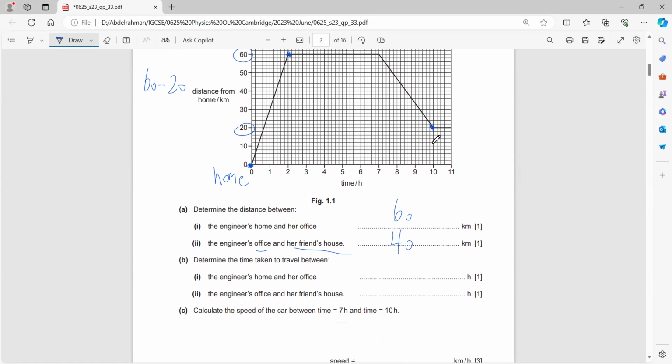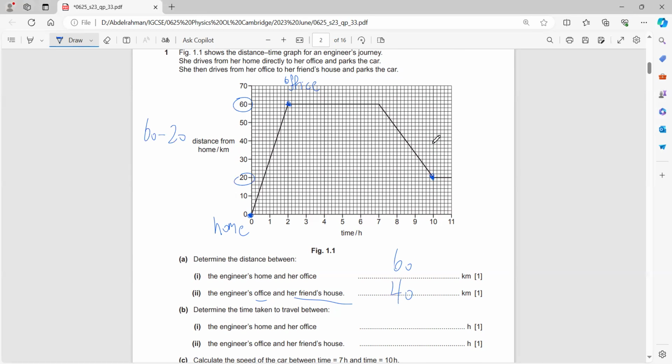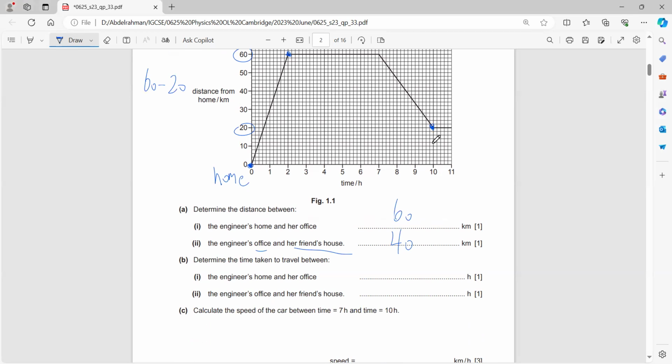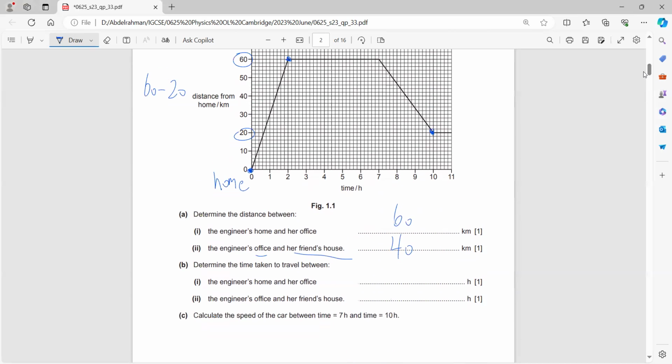Determine the time taken to travel between the engineer's home and her office. What was the time taken between her home and the office? Exactly, 2 hours. From 0 to 2, 2 hours.